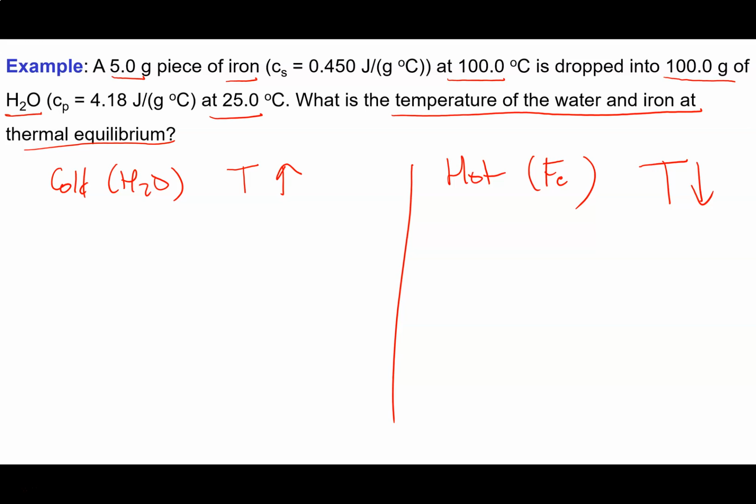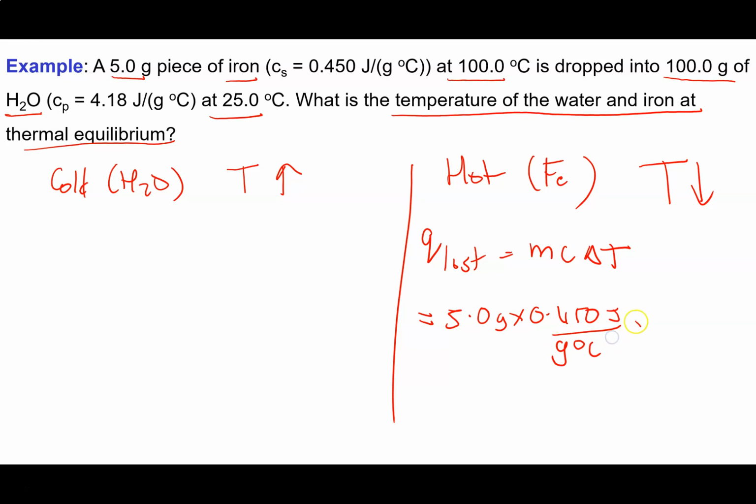So the hot object is going to lose energy. So Q lost will be equal to mc delta T. We were told that we had 5 grams of iron, and that Cs is 0.45 joules per gram per degree Celsius. And then for delta T, T final we don't know, that's what we're trying to solve for, and T initial was 100.